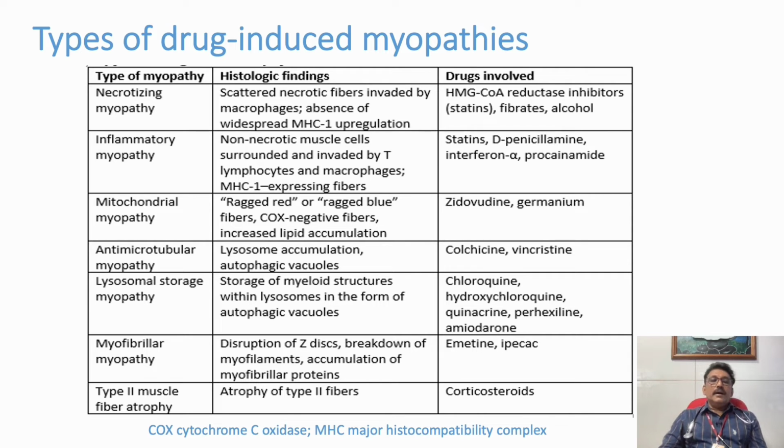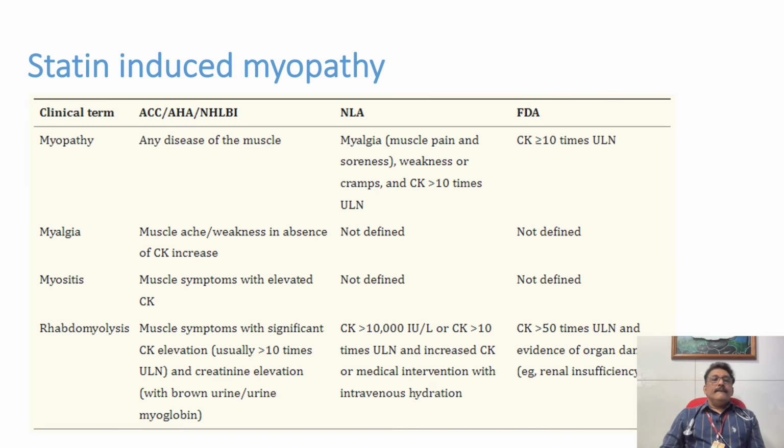But corticosteroid induced myopathies are normally chronic myopathies. They may not present with acute severe myositis, but they present with proximal myopathy in chronic usage. Now, statin can produce myopathy in various ways. It can produce myopathy, myalgia, myositis, and rhabdomyolysis.